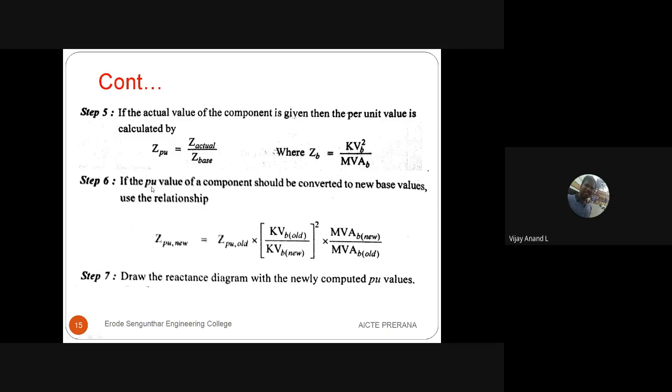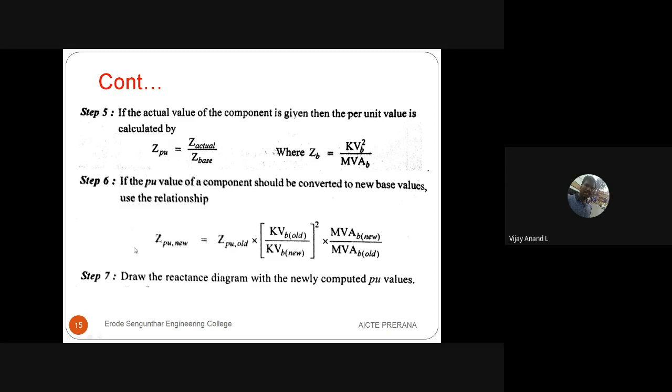In step 6, if the per unit value of the component has to be converted into a new base value, we convert all the per unit values to the new base. For that we use the relation ZPU new is equal to ZPU old into KVB old divided by KVB new, the whole square, into MVAB new divided by MVAB old. This is a very important formula. Please remember it.